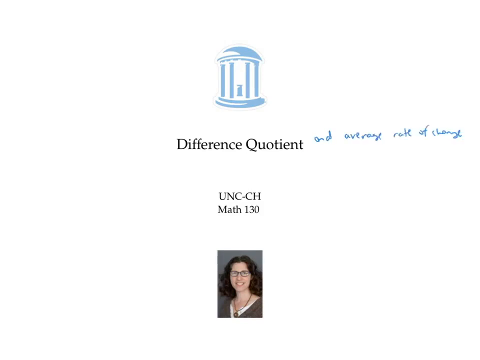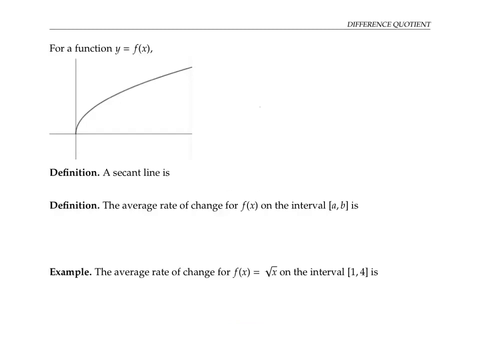This video is about the difference quotient and the average rate of change. These are topics that are related to the concept of derivative in calculus. For a function y = f(x), like the function whose graph is right here, a secant line is a line that stretches between two points on the graph of the function.